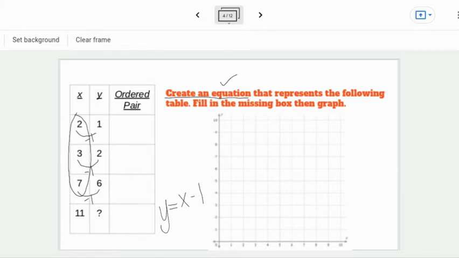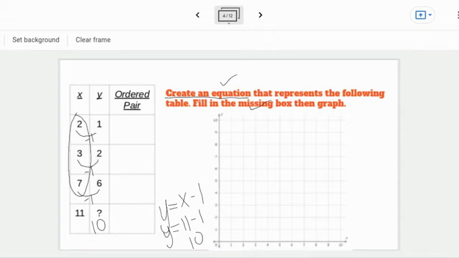Okay, the next thing: they already gave me 3 of them, but I have to fill in my missing one. So I'm going to take my equation and plug in y equals 11 minus 1. 11 minus 1 is 10. So my missing number is 10. So I did my second part. Check.